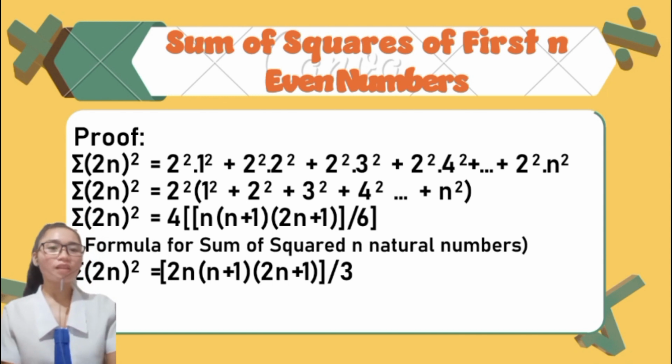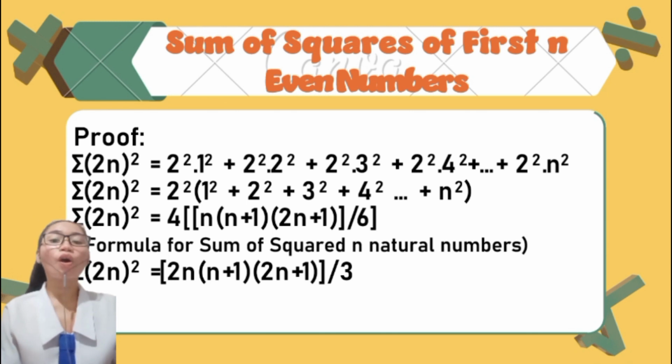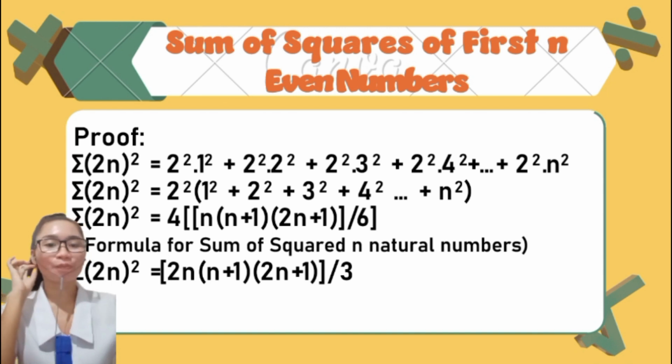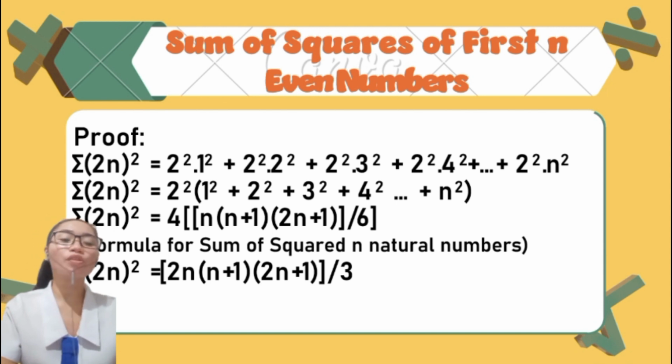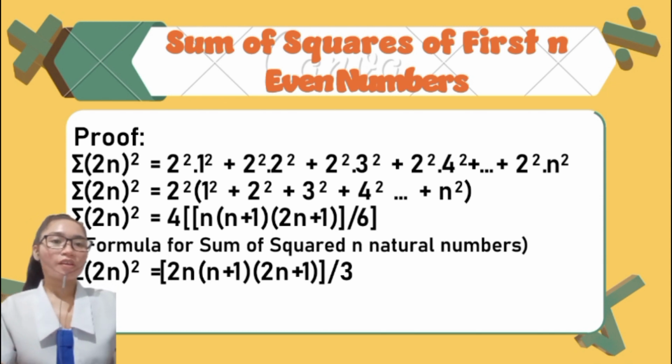Alright, so simplify it further. The summation of 2n squared is equal to the quantity n times n plus 1 times 2n plus 1 all over 6. Then we have to multiply it by 4. So this is the formula for the sum of squares of n even natural numbers, by the way. We have here the summation of 2n squared is equal to the quantity 2n times n plus 1 times 2n plus 1 all over 3. Alright, so we are done with that part.